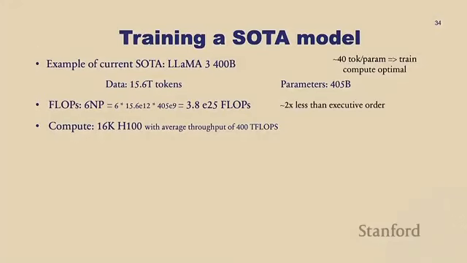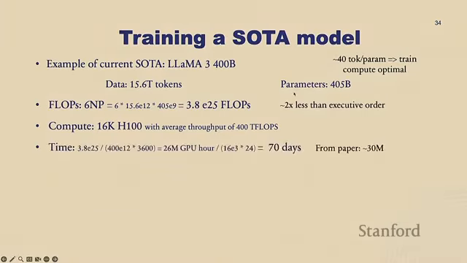Okay, compute. We know that they trained it on 16,000 H100s, and we know the throughput. They said it too. So if you do the computation, it takes around 70 days, or 26 million GPU hours. At least that's with my back-of-the-envelope computation. They actually said that they used 30 million instead of 26 million GPU hours, so maybe they had some challenges. I don't really know. But if you follow the simple computation, it's around 70 days.